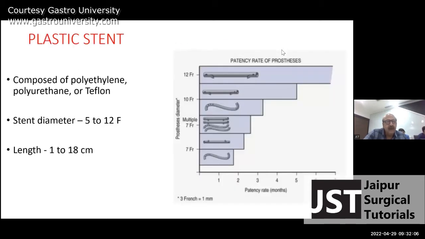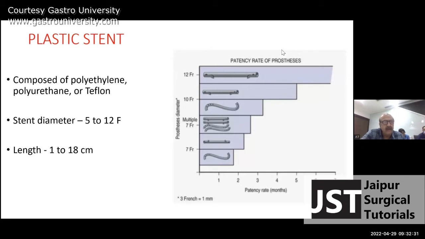So we have plastic stents which are composed of polyethylene, polyurethane, or Teflon, PTFE, and these are easy to make. Actually, I used to make my own stents, and then it becomes a little cheaper. You get the full length of the conduit, and then you can make your own flaps and your own pigtails by heating them. So they're easy to make.